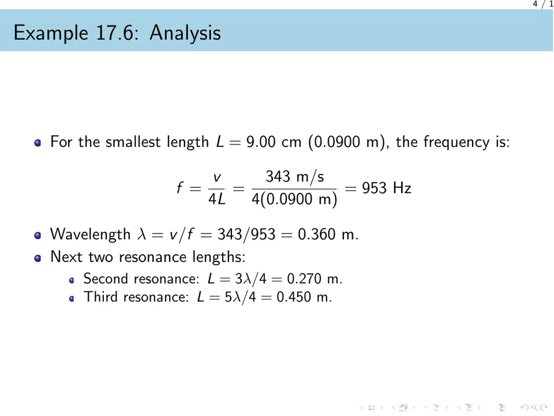To find the frequency of the tuning fork, we use the speed of sound, 343 meters per second, divided by the quantity 4 times the length. This calculation gives us a frequency of 953 Hz. We can then determine that the wavelength is 0.360 meters. Based on this, the next two resonance conditions occur at longer lengths. The second resonance is found at 0.270 meters, and the third resonance occurs when the pipe is raised to 0.450 meters.